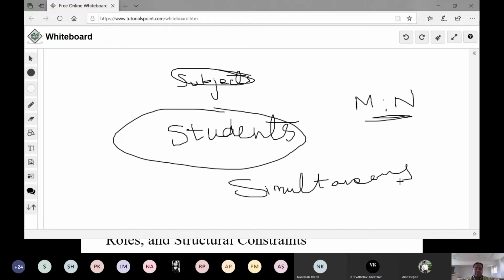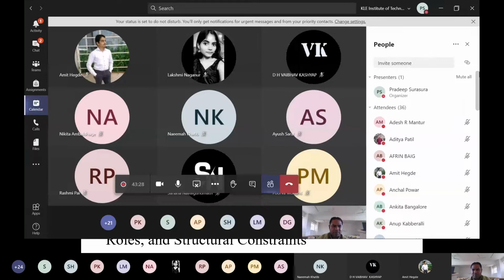Multiple students. So m number of students study n number of subjects, correct? It's not that a single term is on both the sides. Understanding? It is again one more example we can also quote. Anybody have any example in your minds?